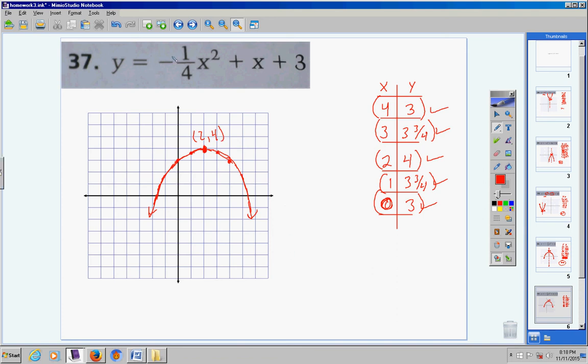Notice our A was negative, so the parabola opened downward like it's supposed to. If I asked you for the axis of symmetry, it'd be right here, going right through the middle of the parabola, and it's a vertical line, so the x value of the vertex is 2, so we'd say x equals 2. There's your axis of symmetry.